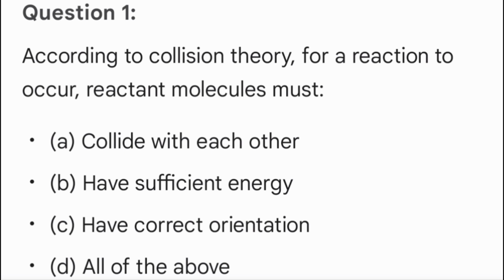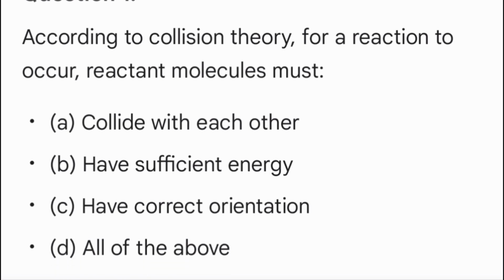Collision theory of chemical reactions. Objective questions. Question 1. According to collision theory, for a reaction to occur, reactant molecules must: A, collide with each other. B, have sufficient energy. C, have correct orientation. D, all of the above. Answer D.